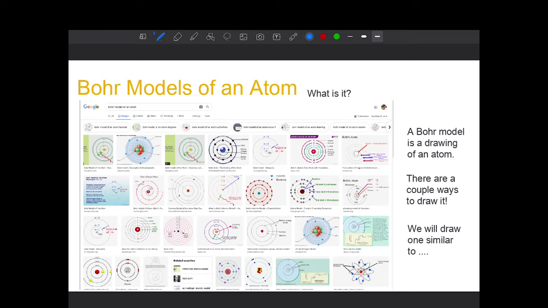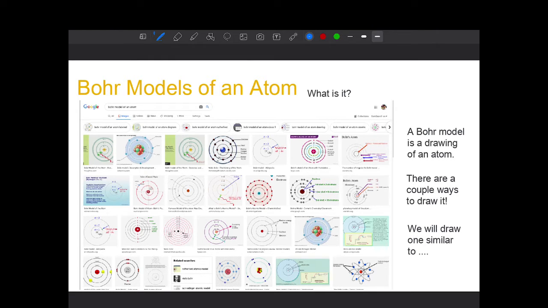Alright, this is just going to be a quick video on how to draw Bohr models of an atom. First of all, what is a Bohr model? Now, this page here is just showing you an image. If you search Bohr model on Google Images, you're going to see a bunch of different models of atoms. Now, just know that they can be slightly different from one another.